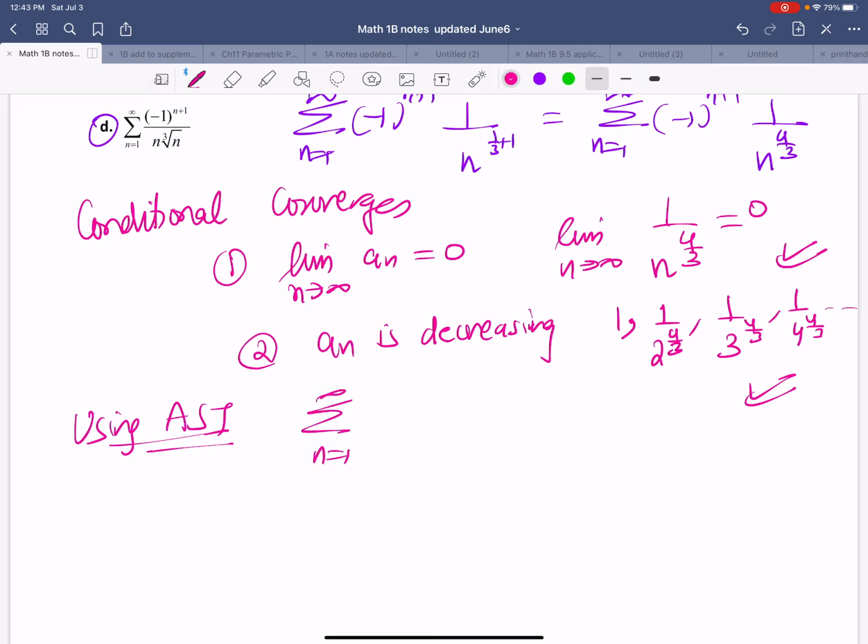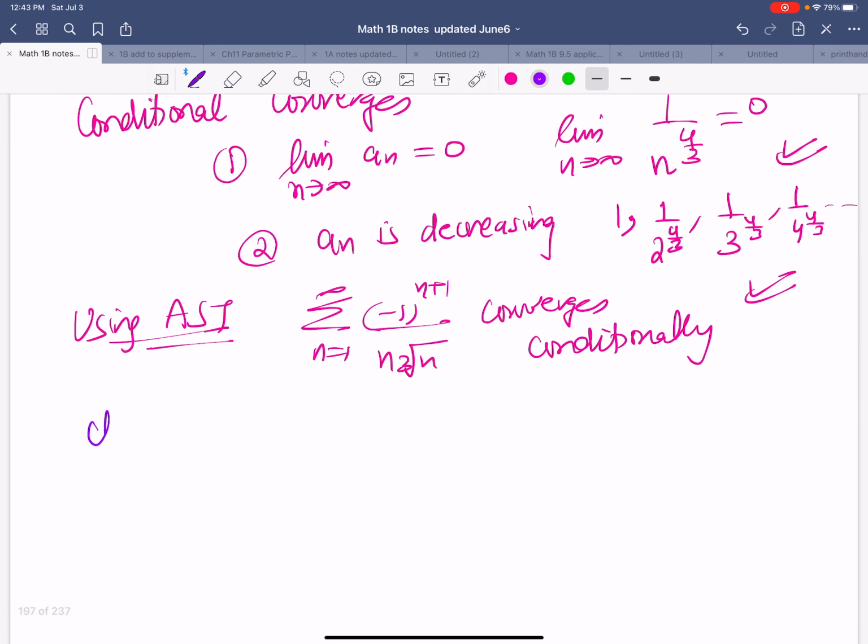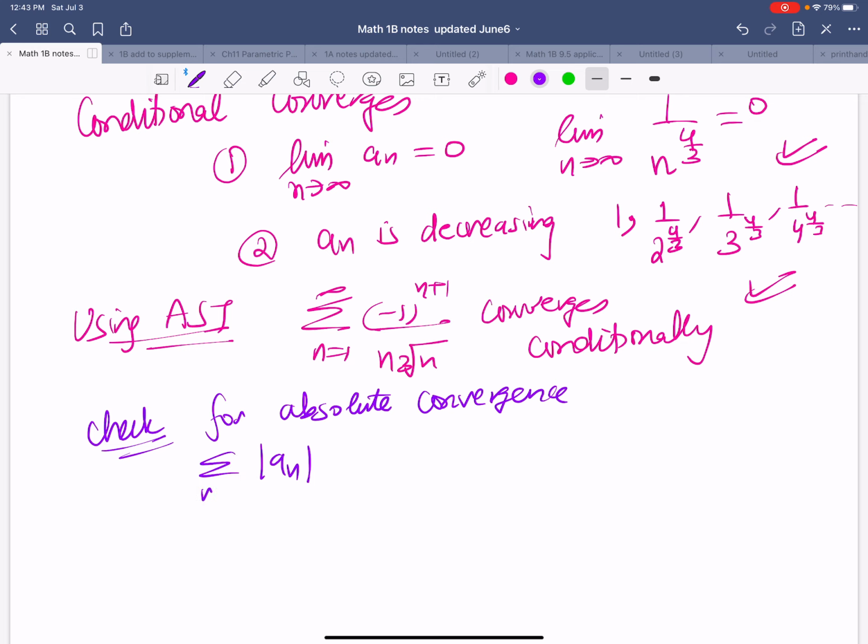The series from n equals 1 to infinity of negative 1 to the power n plus 1 over n cube root of n converges conditionally. Now let's check if we have absolute convergence or not. For absolute convergence, the absolute value of a of n should converge. The summation from n equals 1 to infinity of a of n must converge for us to have absolute convergence.